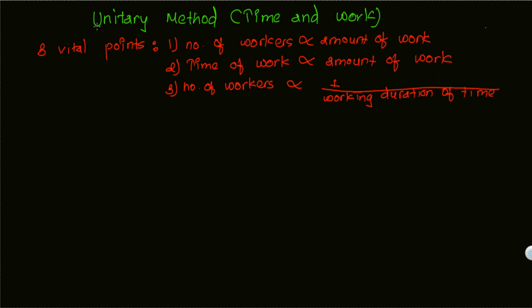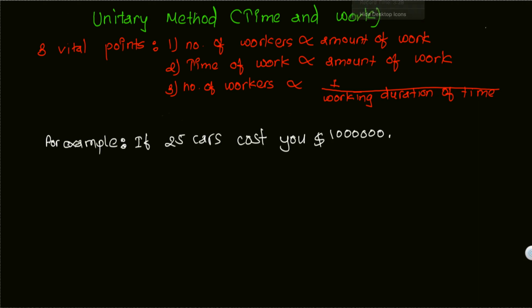And the third key point is number of workers are inversely proportional to the working duration of time. If you have many workers, you can work less to make that work done. If you work a short period of time, you will need more workers to make things done. So these are the three key points we should remember going further. Let me make it clear with an example.